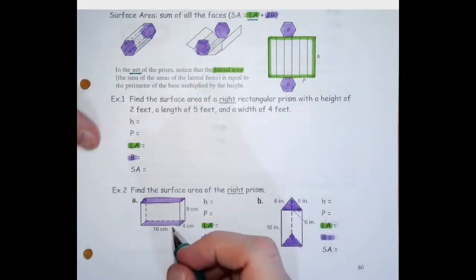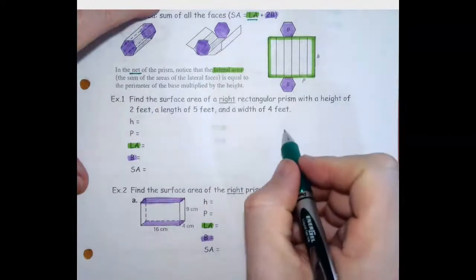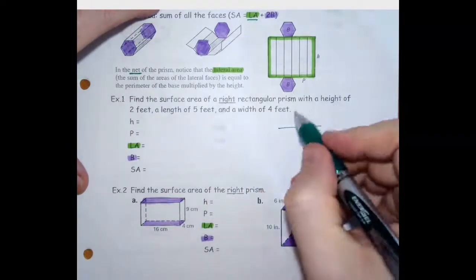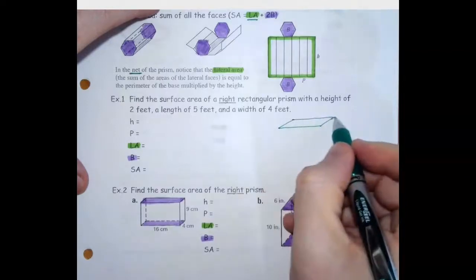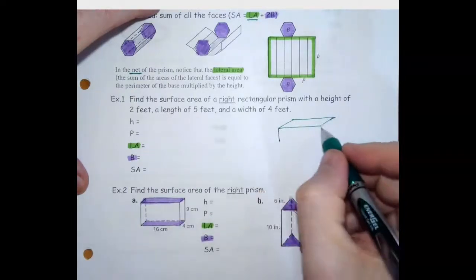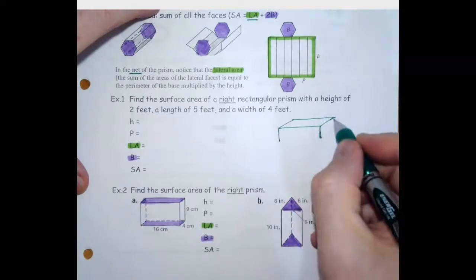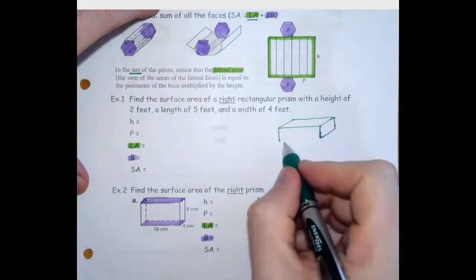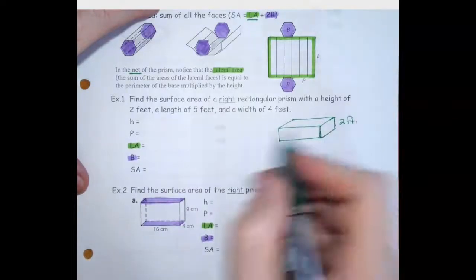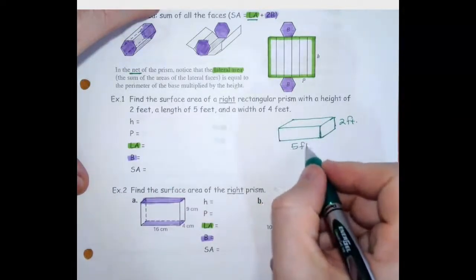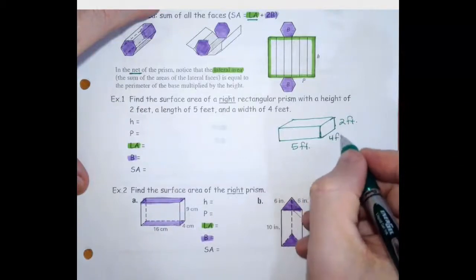So we could sketch that out. I'm not going to be able to do that very nicely here, but I could have used a ruler. It would have looked a little bit better here, but I guess that'll do. So it says the height is 2 feet, the length is 5 feet, and the width is 4 feet.